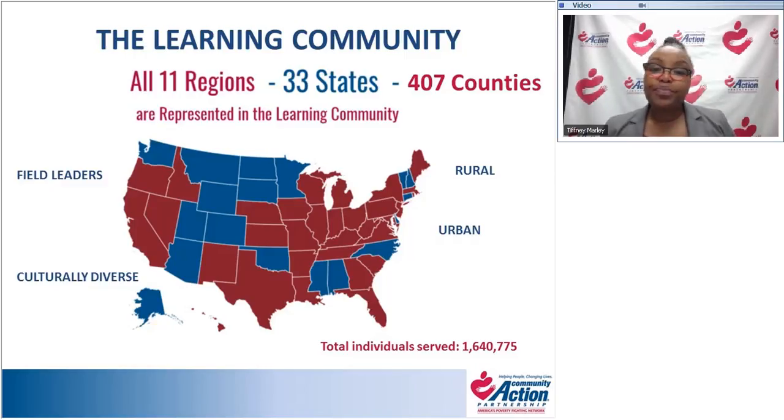It's 407 counties. And collectively within our learning community, our agencies have their arms around 1.6 million individuals and families. And so if you think about those small adjustments that could be made as it relates to your approach to meeting the needs of these individuals, there's a lot of opportunity for transformation there.